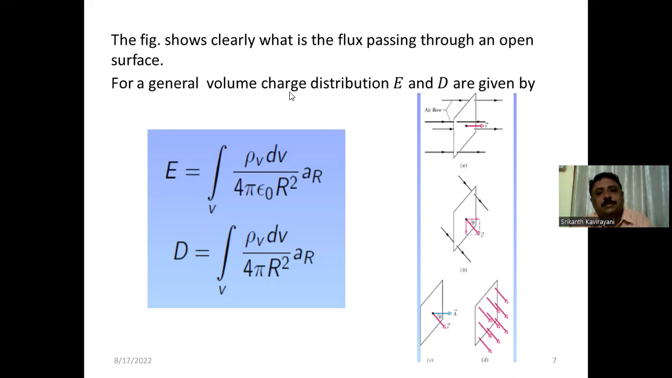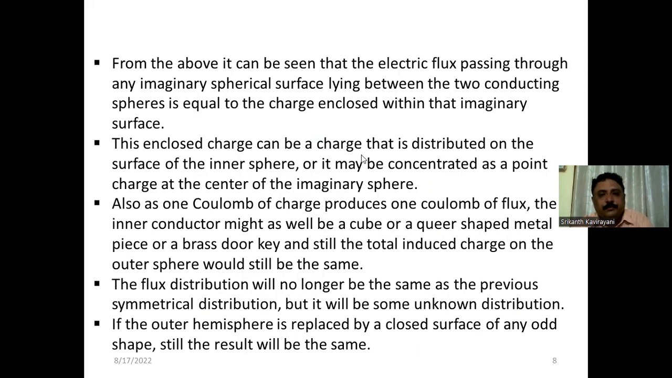And for a generalized volume charge distribution, E and D are given by E equal to volume integral of rho v dv by 4 pi epsilon naught r square a_r, or D equal to volume integral of rho v dv by 4 pi r square a_r, where the difference between these two, the electric flux density and the electric field intensity, is the permittivity term that we see in the denominator. And from the above, it can be seen that the electric flux passing through any imaginary spherical surface lying between two conducting spheres is equal to the charge enclosed within that imaginary surface.